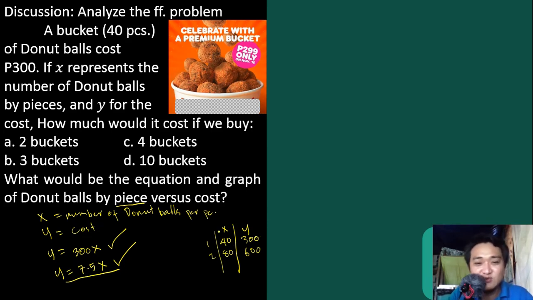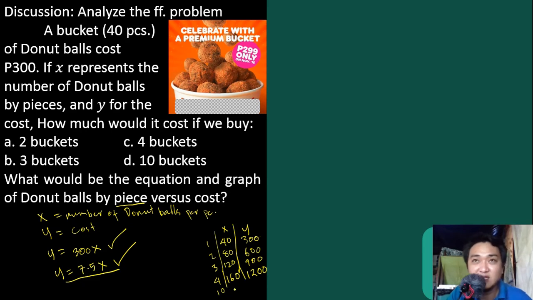Okay. So ituloy na lang natin yung table natin. Whenever you have 3 buckets, ang laman niya is 120 pieces. So magkano kaya magiging presyo niya? That is 900. Kung 4 buckets naman, ang laman niya is 160 pieces. At magkano kaya yung kanya magiging presyo? 1,200. Paano pag 10?